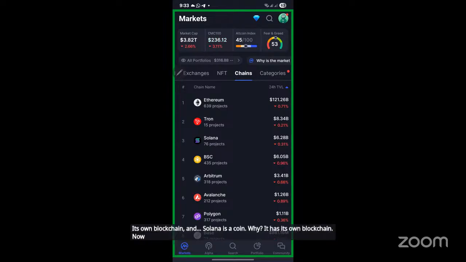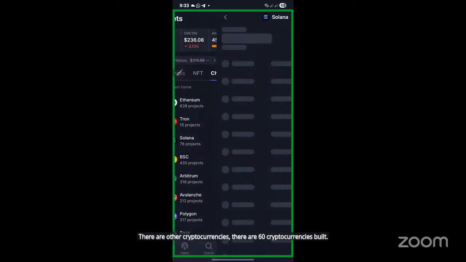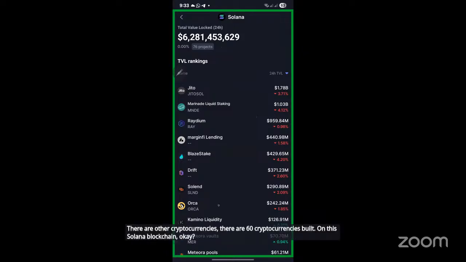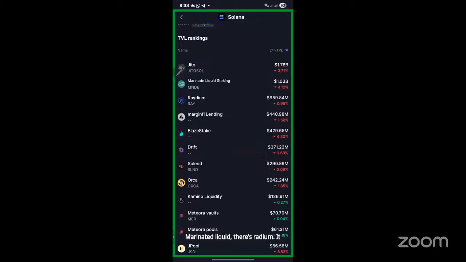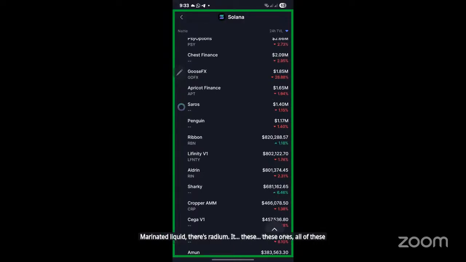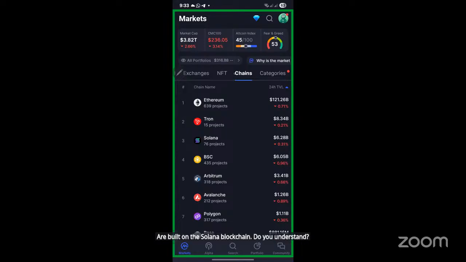Now, on the Solana blockchain, there are other cryptocurrencies. There are 76 cryptocurrencies built on this Solana blockchain, okay? Some of them you can see: Jito, Marinade Liquid, there is Raydium. All of these cryptocurrencies are built on the Solana blockchain. You understand? On the Solana blockchain.